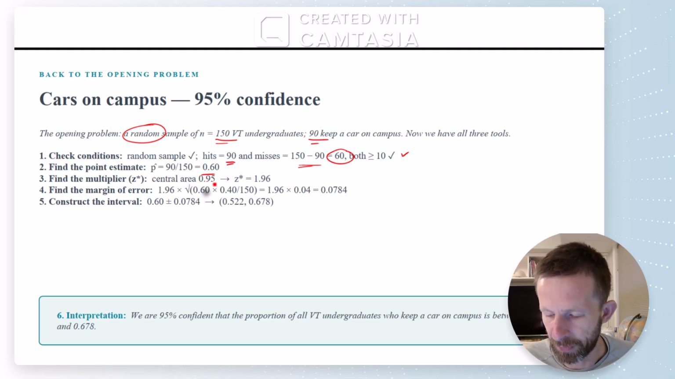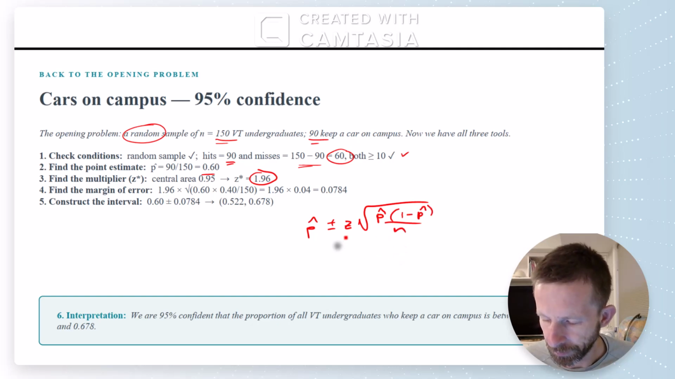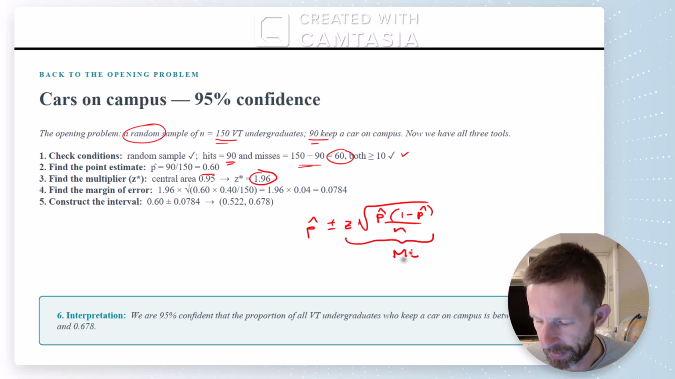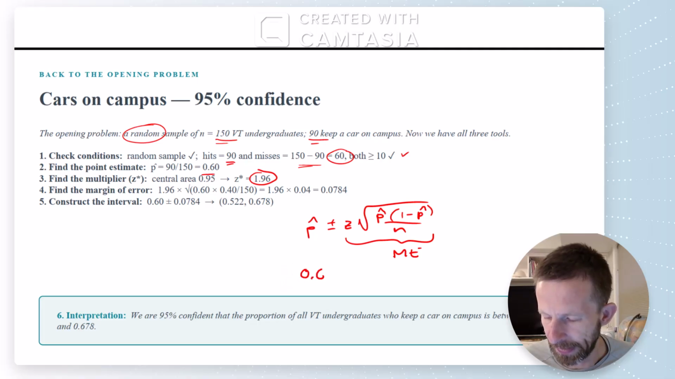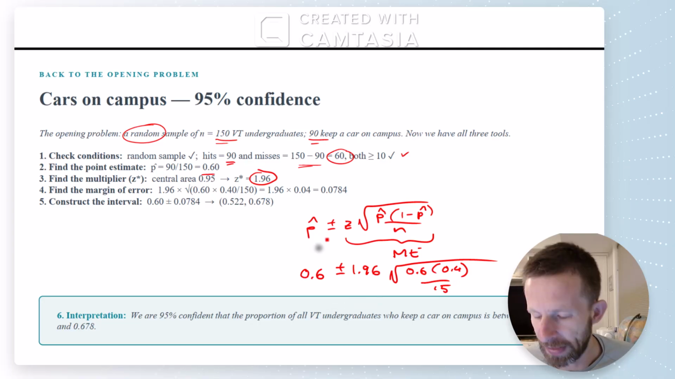The multiplier for 95% confidence is 1.96. So our formula, p hat plus or minus z star times the square root of p hat times 1 minus p hat all over n. This whole thing is the margin of error. Our p hat is 0.6 plus or minus 1.96 times the square root of p hat is 0.6, 1 minus p hat is 0.4. Our sample size is 150. We could put that into Desmos.